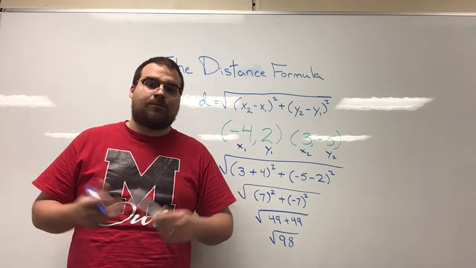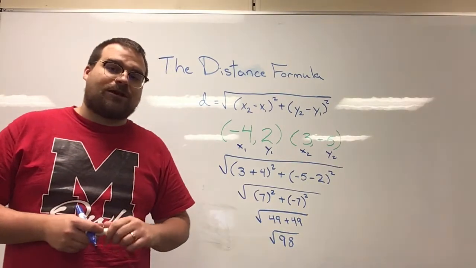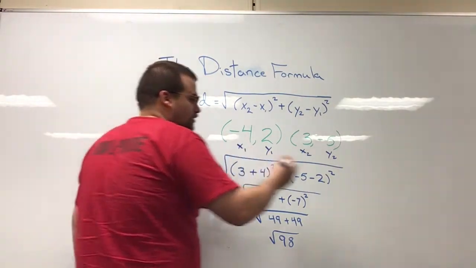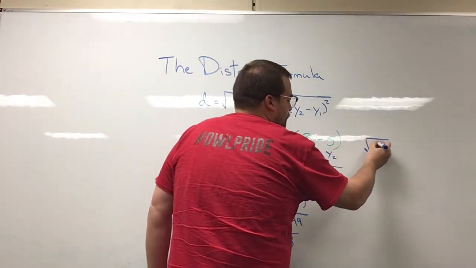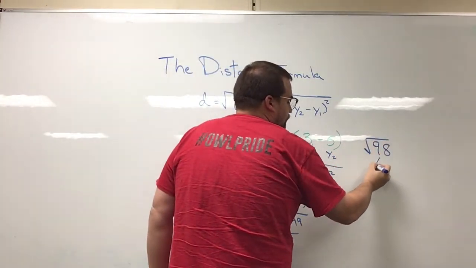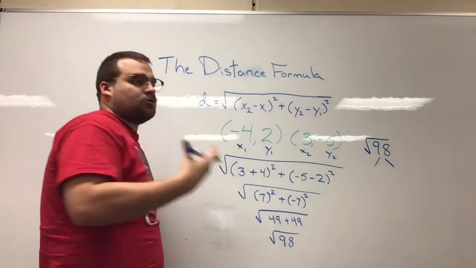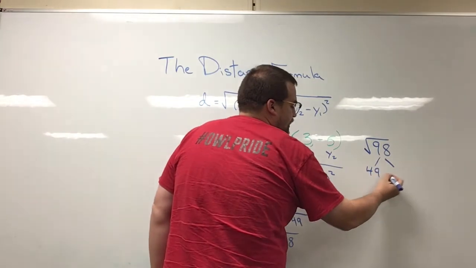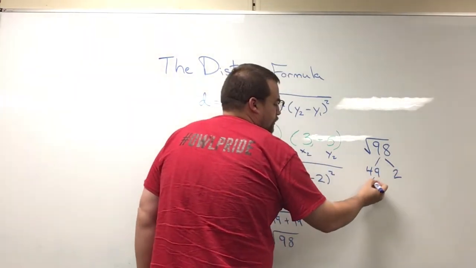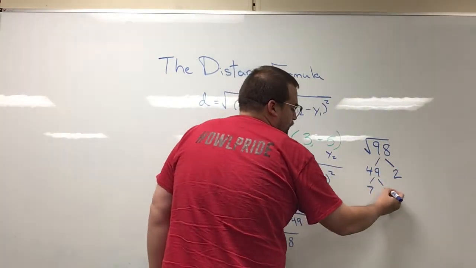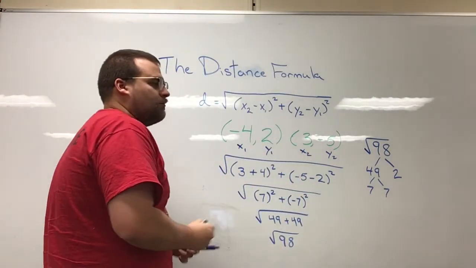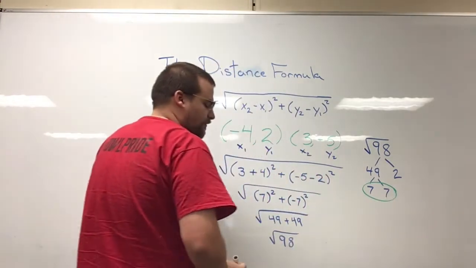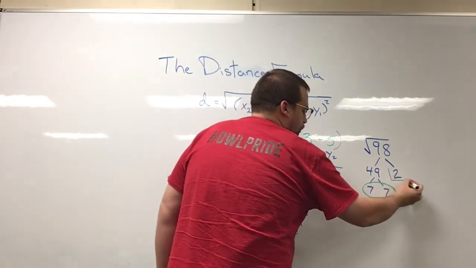Now, I am a person that does like to simplify square roots, so I'm going to do that real quick. If I have the square root of 98, then to simplify it, my own personal way is to make a factor tree of it. Well, I know 98 is the product of 49 and 2, and 49 is the product of 7 and 7. To simplify a square root, I'm looking for pairs. I have a pair of 7s, and I have this 2 that is all on its own.